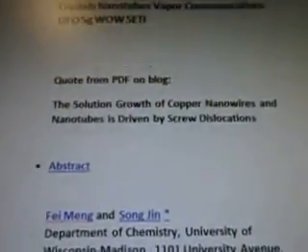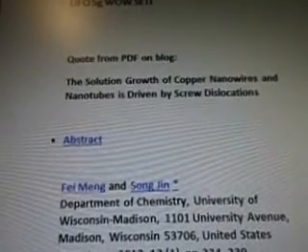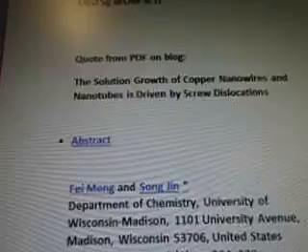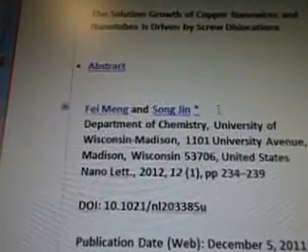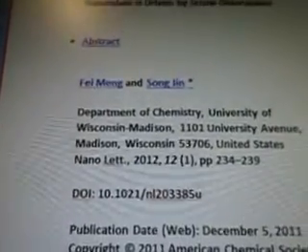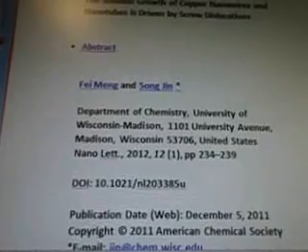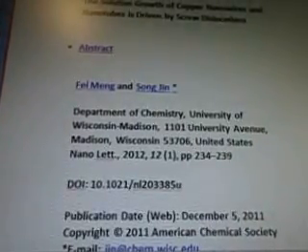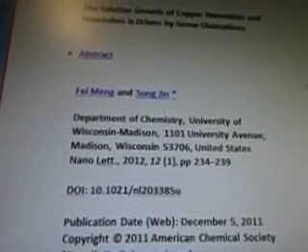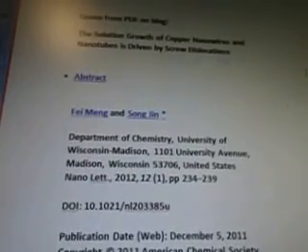Quote from PDF on the blog: the solution growth of copper nanowires and nanotubes is driven by screw dislocations. Okay, so this is from Fei Ming and Song Jing. Thank you so much for putting this on the internet, because I've been trying to figure out how to build these little wires for a year. Honest to God, I did the sketch a year ago in December. No, over a year ago, December 2011. So that's a year and a month, right?